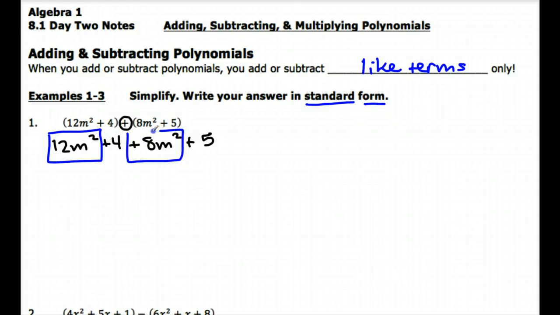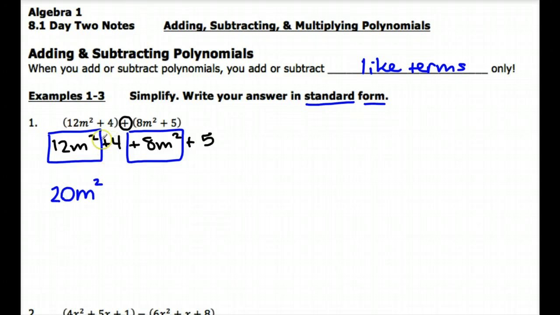Just a reminder that like terms are those that have the same variable and the same exponent. 12m squared plus 8m squared. When we're adding, we're not going to change the variable or the exponent. Adding terms, we keep the variable and the exponent the same, so we're still going to have an m squared here. We're just going to add the coefficients together. 12 plus 8 is 20. So this becomes 20m squared.